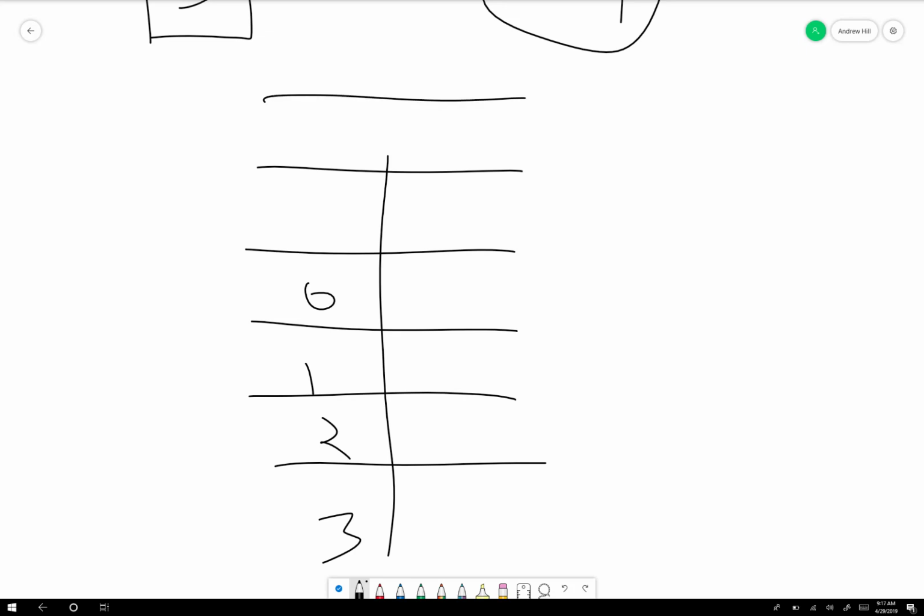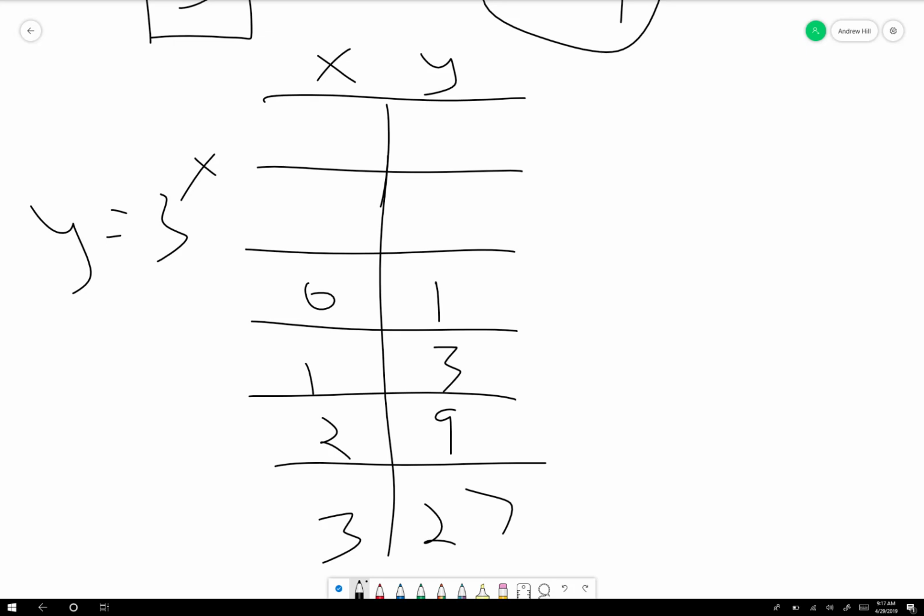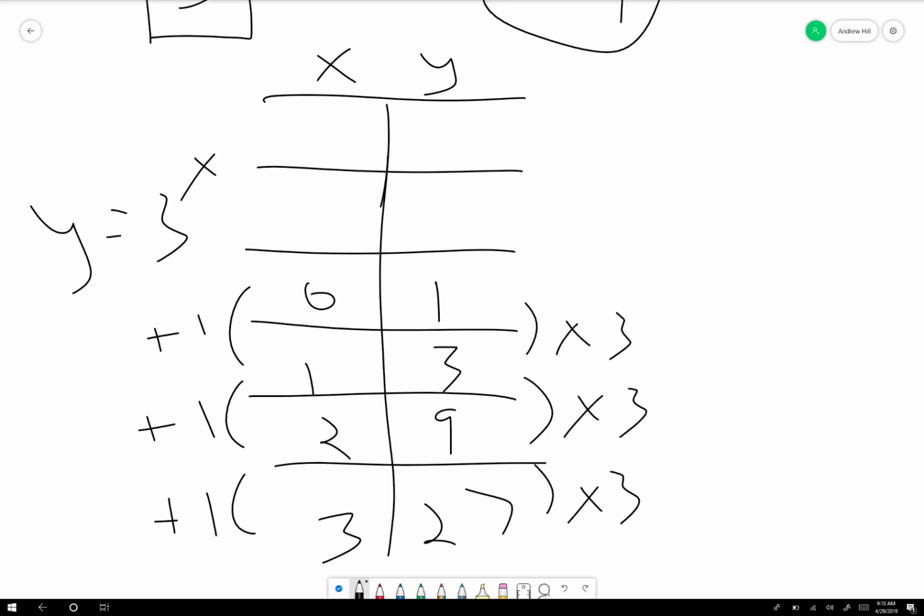Okay, and I'll give myself a few more rows here. So this is what we've established so far. If I raise it to the 0, I'm going to get 1. And then every time x goes up by 1, y multiplies by 3. Exponential situation, we have a geometric sequence on the right there.